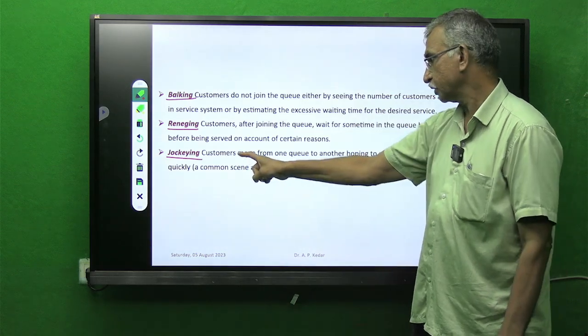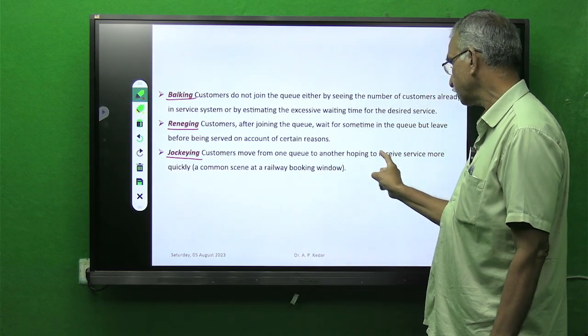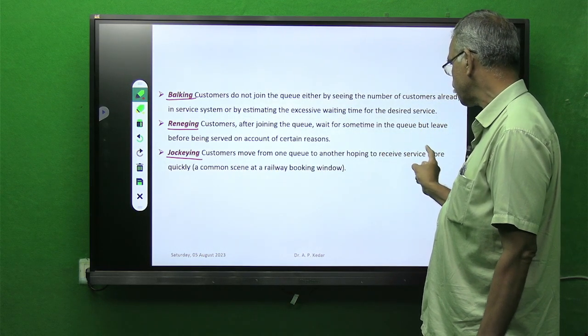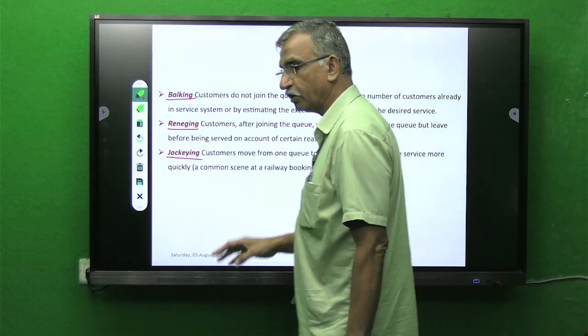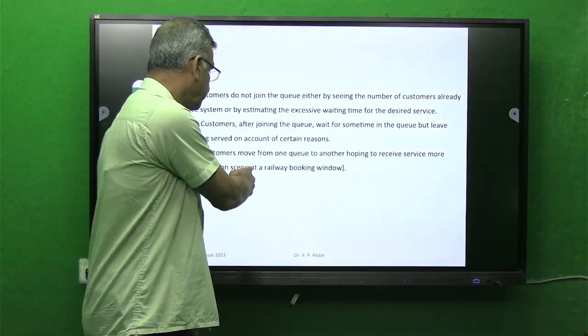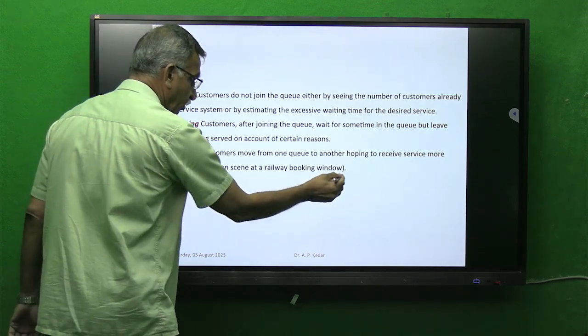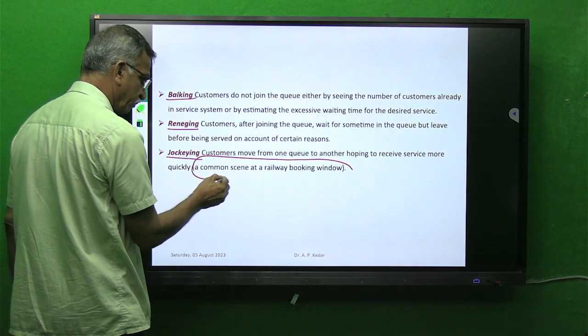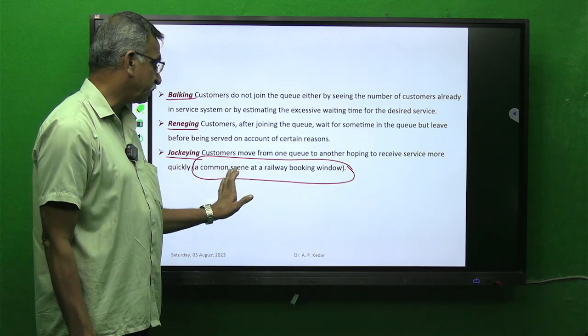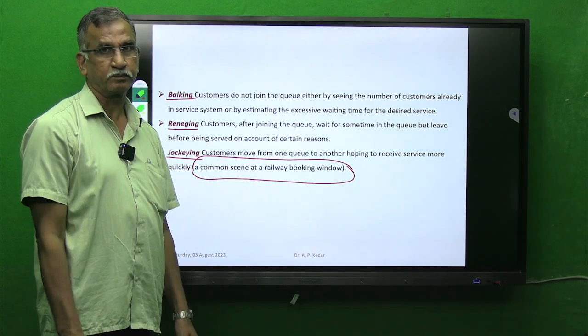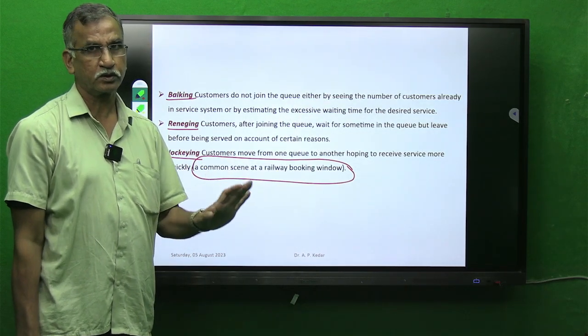Jockeying: customers move from one queue to another, hoping to receive service more quickly. And I have already explained that this particular scene is more common. One can always witness this scenario at a railway station.